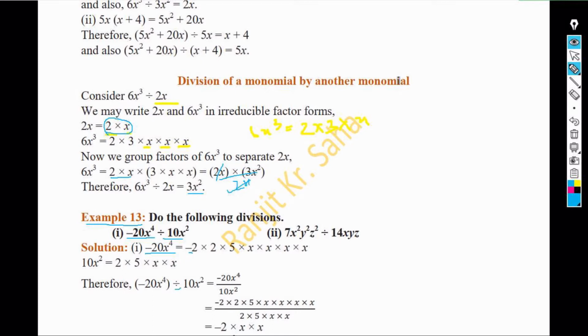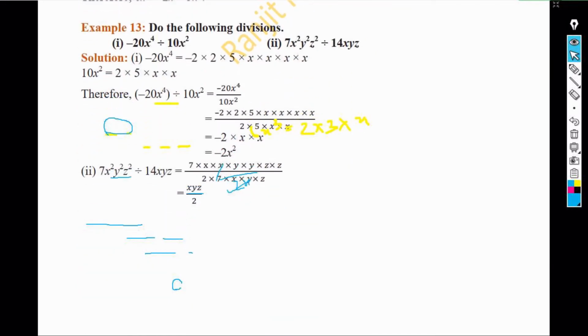The meaning of this division sign: when we replace this division sign by a fraction bar, we can write minus 20x to the power 4 by 10x square like this. And when you want to write in the factors form in numerator and denominator, then we have to write minus 2 into 5 into x into x into x into x divided by 10x as 2 into 5 into x into x.